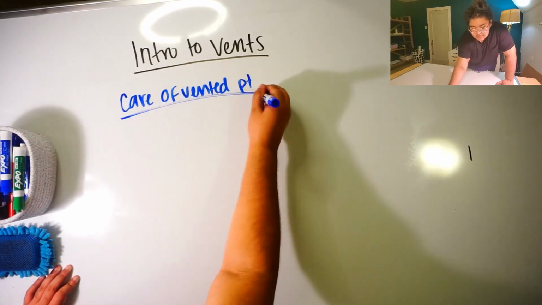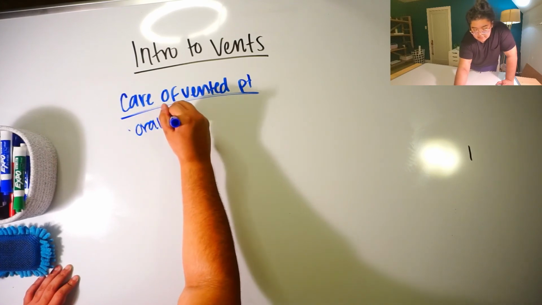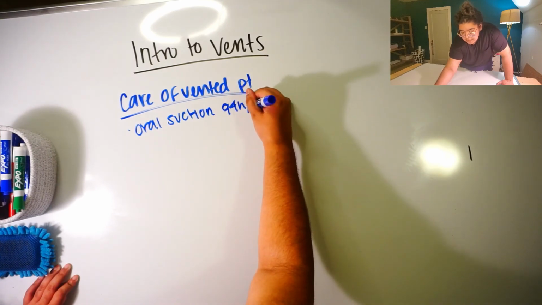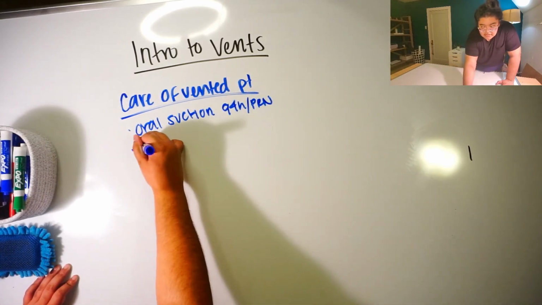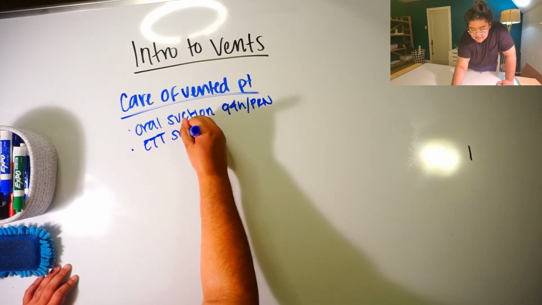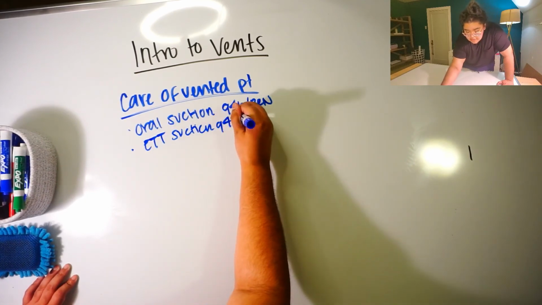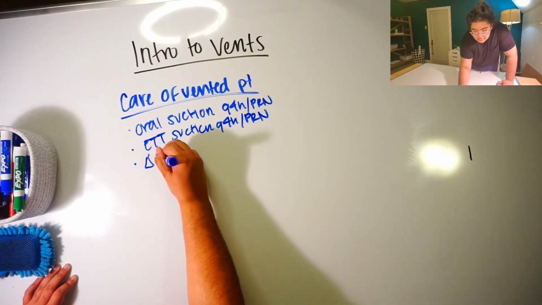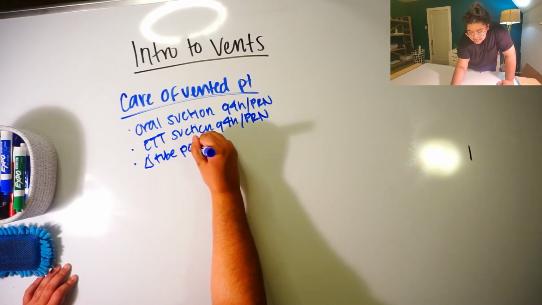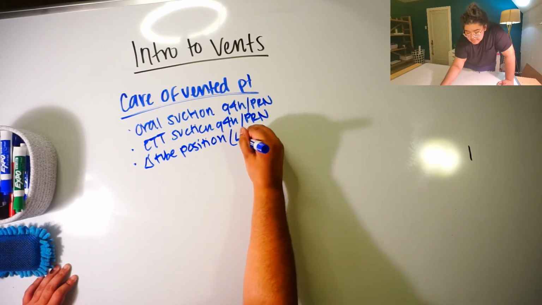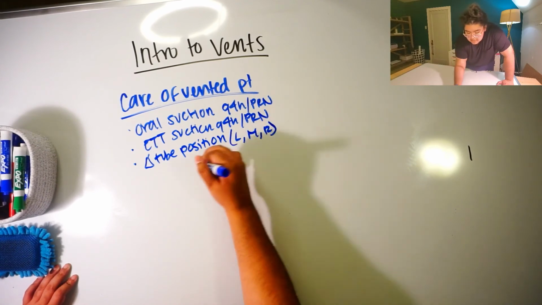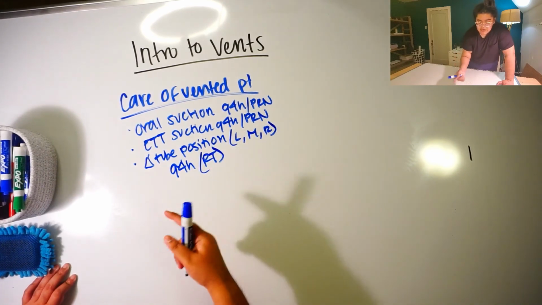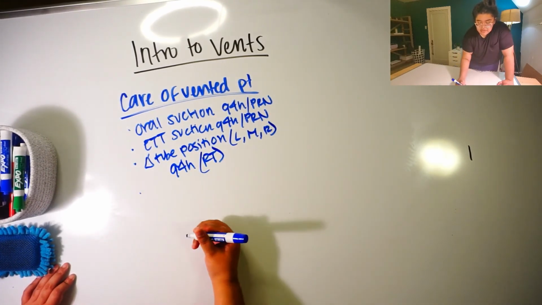So some of these things are going to include oral suction. At my facility, it's protocol. We do this Q4 hours or PRN, okay? We're going to do the ET tube suction. Same thing, Q4 hours or PRN. We're going to change the tube position. Is it on the left, middle, right? We do this Q4 hours. Usually the RT at my facility does this, but you just want to make sure you do that. That's going to prevent breakdown in their mouth.